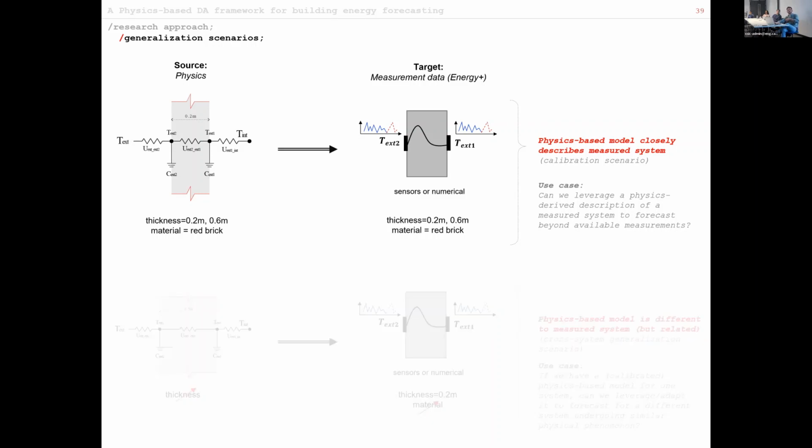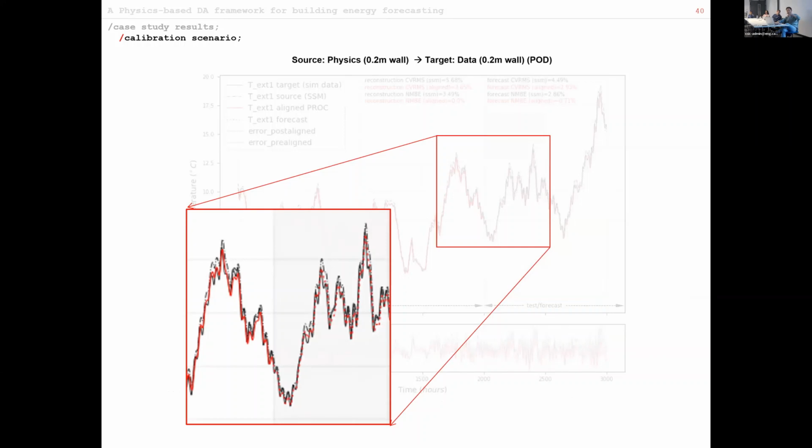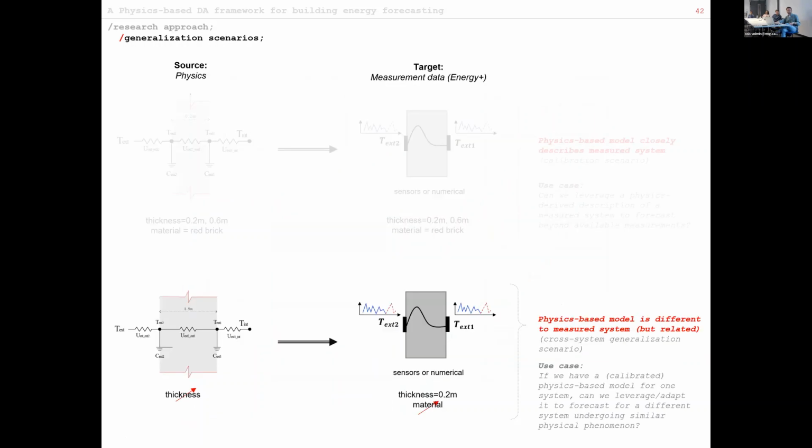So I start with the first one. The state-based model, the physics-based model, was already quite accurately capturing the numerical simulation data. But even though the discrepancy was small, this approach was still able to calibrate further. So if I zoom in, it's terrible resolution, I apologize, but you can see that the dotted line is the source, which is coming from the physics. The solid black line is the data that we have from the actual real system, and the red line is what is transformed from the source to the target. So it fits quite nicely on the target.